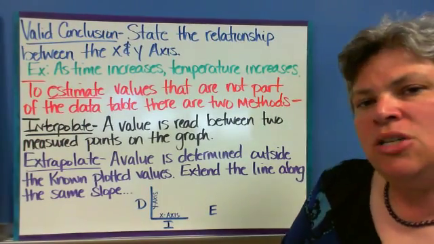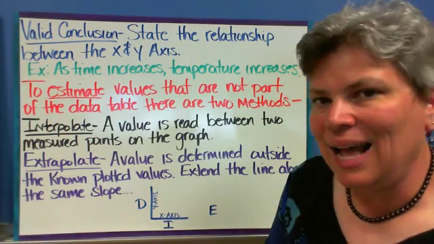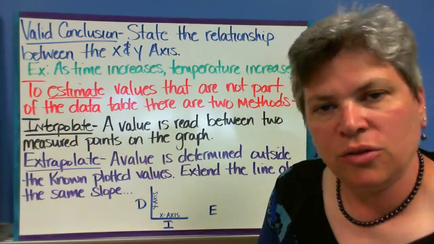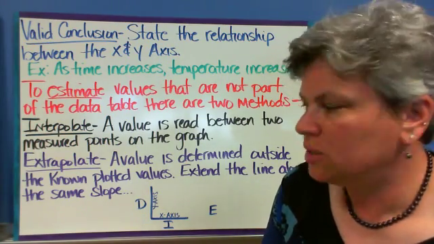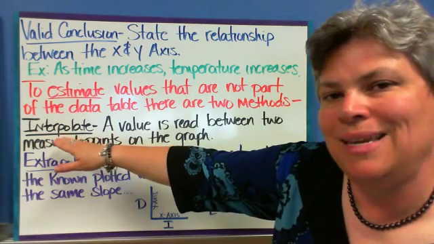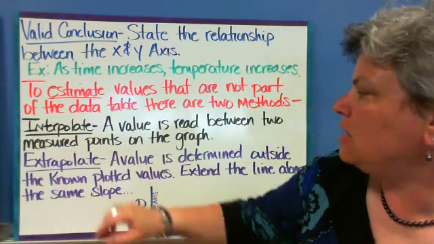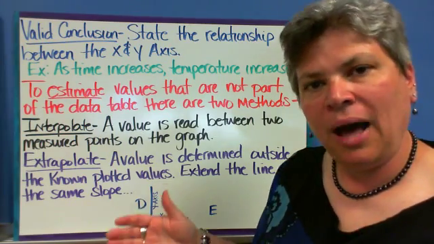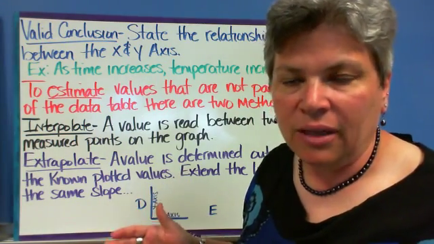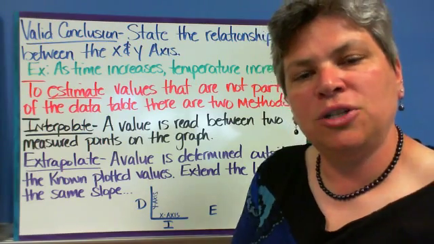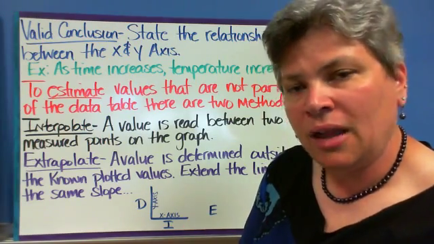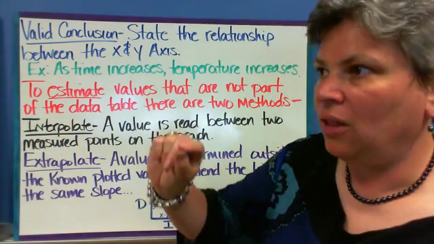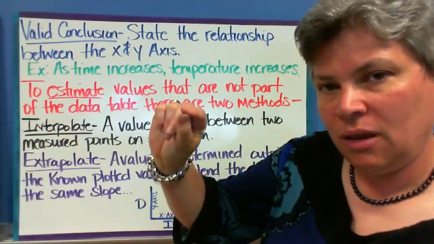The last thing we need to talk about when it comes to graphing is estimating values that were not in the data table. And there's two different methods that we can use. The first one is called to interpolate. It's the value that's between two of the measured points. So on the bottom I had from 0 to 5. If I wanted to know what was the temperature at 2.5, I'd go halfway between 2 and 3 on the x-axis, I'd follow up to the line, and I'd go over.